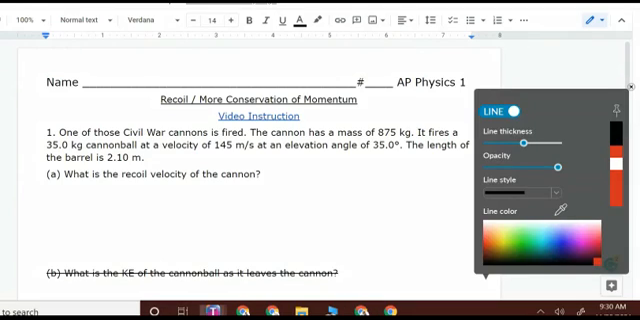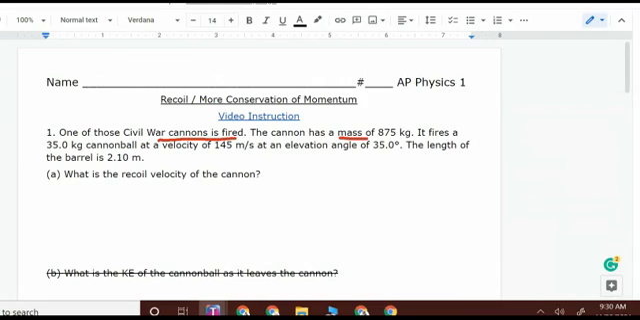Let's do what we always do. The cannon is fired. It's got a tremendous mass, no surprise. And the cannonball, look at it, it's big, but it certainly doesn't have the mass of the cannon. It goes at this tremendous speed. It's elevated at this angle, and the length of the barrel, which we never use, is 2.1. What is the recoil velocity of the cannon?